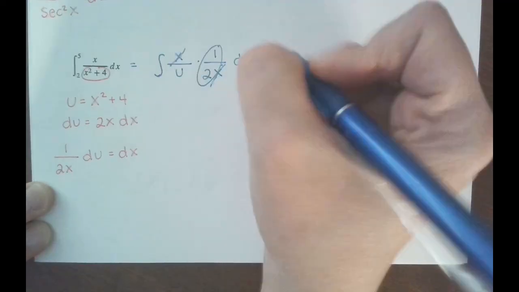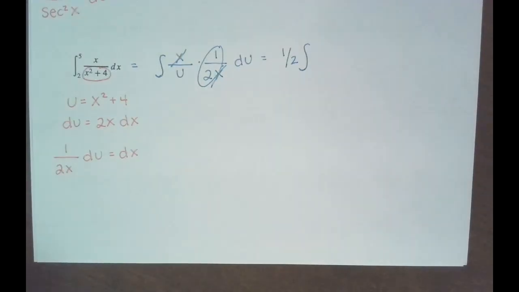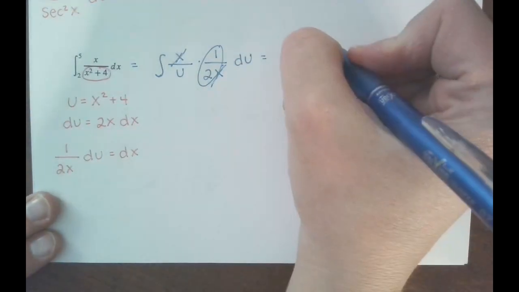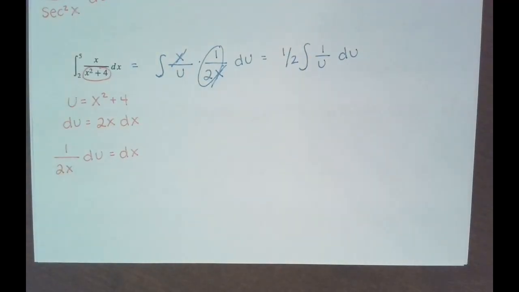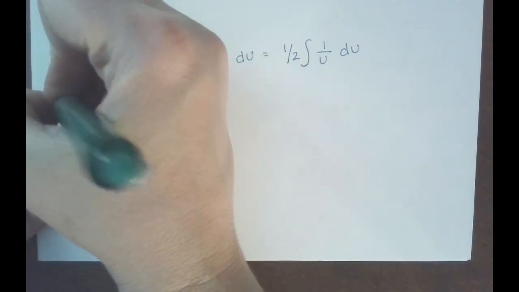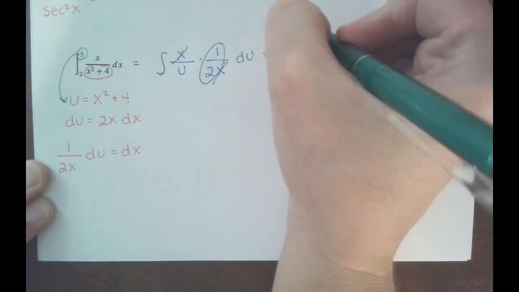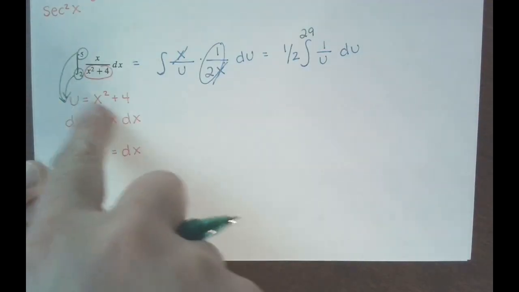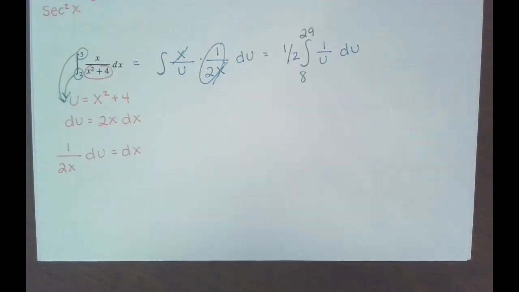I do still have a 1/2 floating, right? So I'm going to have a 1/2 integral. This integral would be of 1 over u du. That looks easy enough, right? Let's go back and flip our endpoints real quick. So I'm plugging 5 into x squared plus 4. That's going to be 29. And then I'm plugging 2 into x squared plus 4. So that's going to be 4 plus 4 is 8. Okay, so those are my new endpoints.